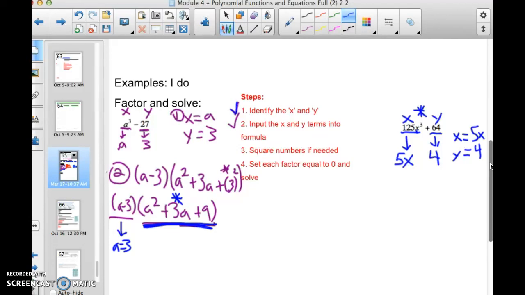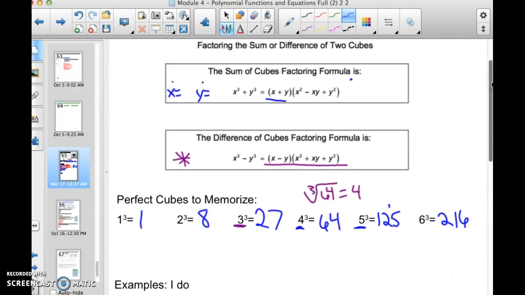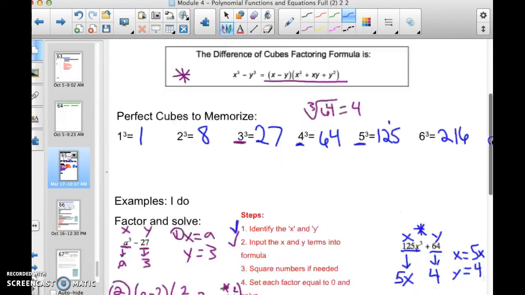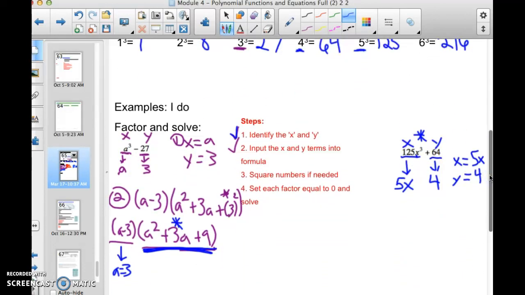Now I input them into the formula. I'm going to use this piece of the formula. This just denotes the difference of cubes, or sum of cubes in this case, formula. But I'm going to input it into the x plus y times x squared minus xy plus y squared. So x plus y, so this is step 2. X plus y, in this case, it's going to be 5x plus 4. And then times my x squared. In this case, I do have to put something in parentheses because there is a number with my x. So it is going to be 5x in parentheses and then squared like that.